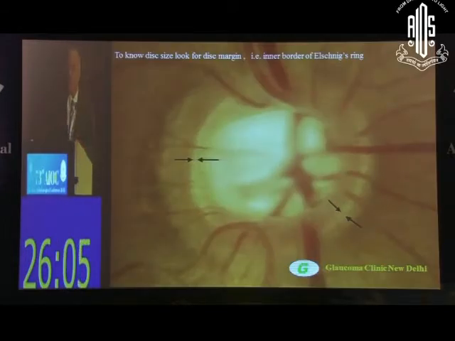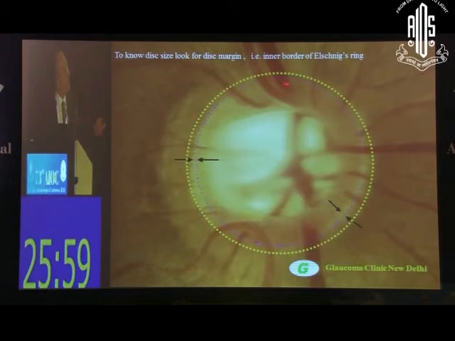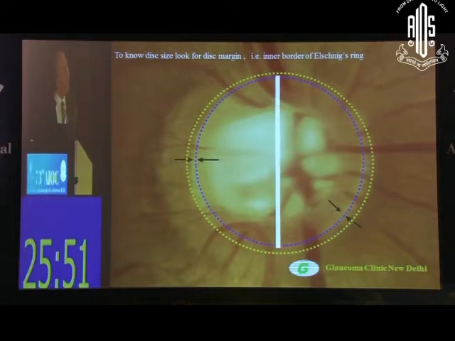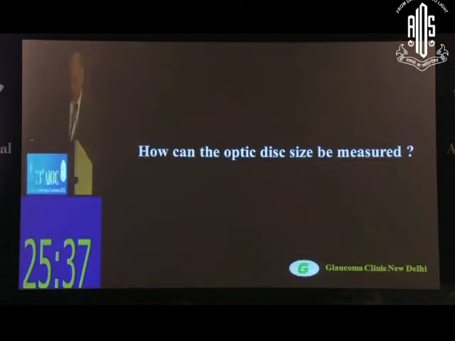The best way of doing this is to look for the inner border of Elschnig's ring. At the first glance, this appears to be the optic disc margin, but that's not right. The inner border of Elschnig's ring is marked by the blue line here, and that's what we need to pick up. Typically, use the vertical rule at the slit lamp to measure the size of the optic disc. The important thing to remember is that because of this halo, the optic disc will always be smaller in size than what it appears to be.